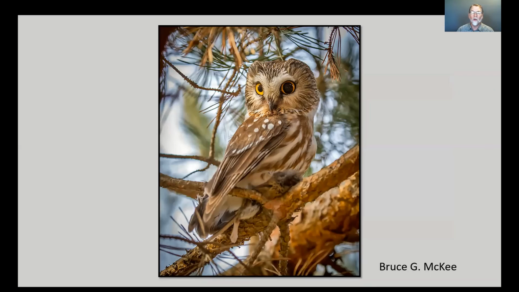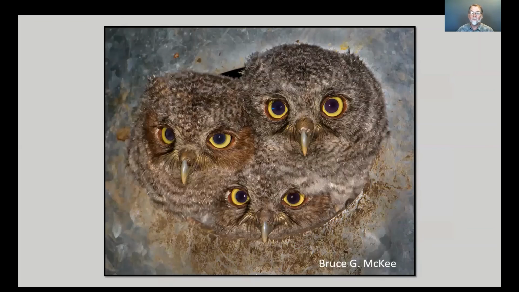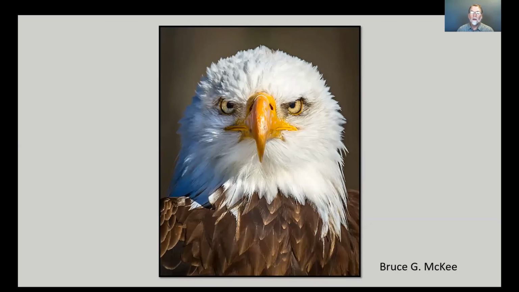These are one of the smallest owls that we find in Iowa here. They're only about 6 or 8 inches tall. These are 3 screech owl babies poking their head out of a nest. And a bald eagle. This is a captive bald eagle taken with a telephoto lens from a bit of a distance, but this is an education bird.